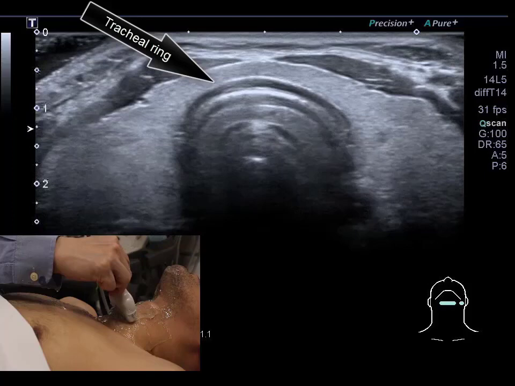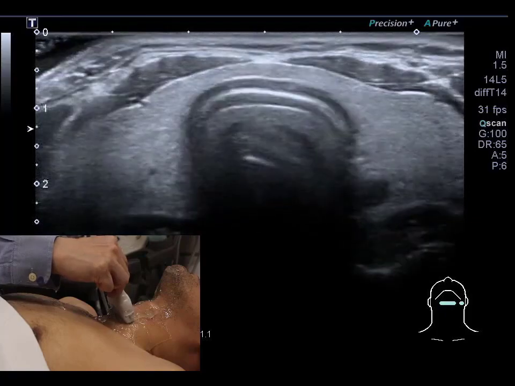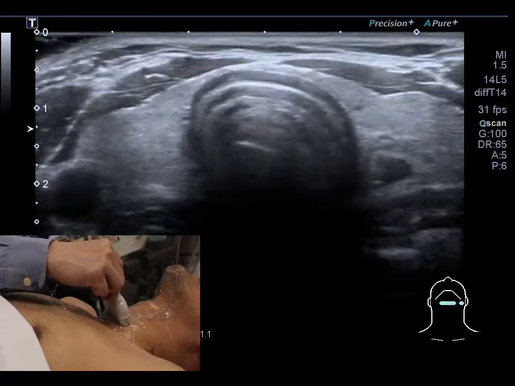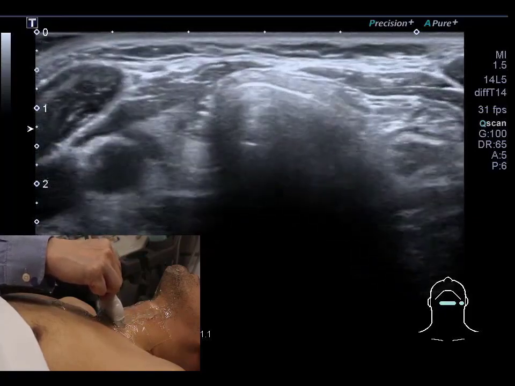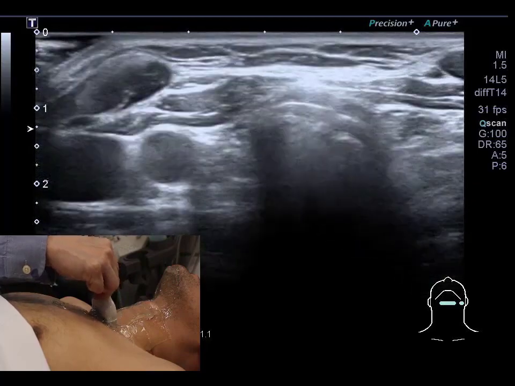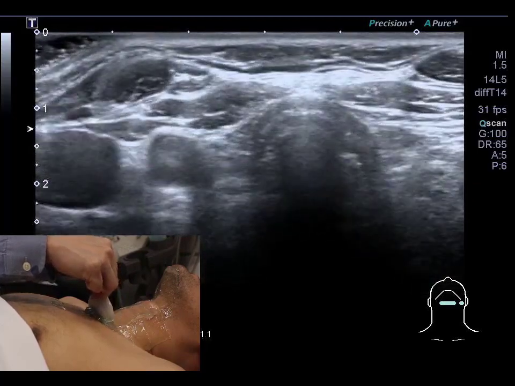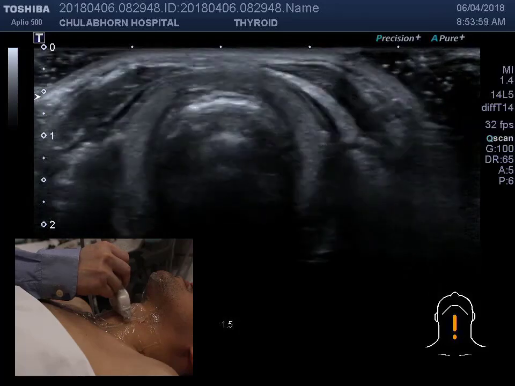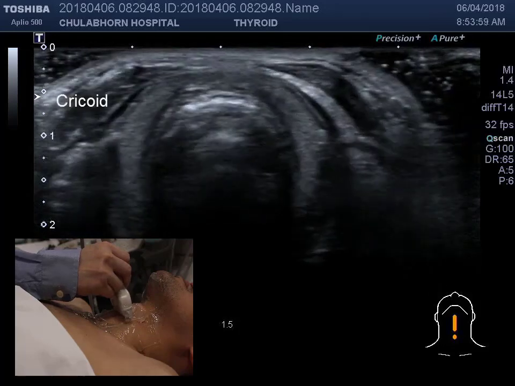hypoechoic with the mirror artifact like this. When you reach the tracheal ring, you also see the upper tracheal ring, also see the isthmus of the thyroid, and the tracheal rings have multiple levels going down. Okay, let's scan to see. We start with the cricoid level, and then scan around to see the tracheal ring.